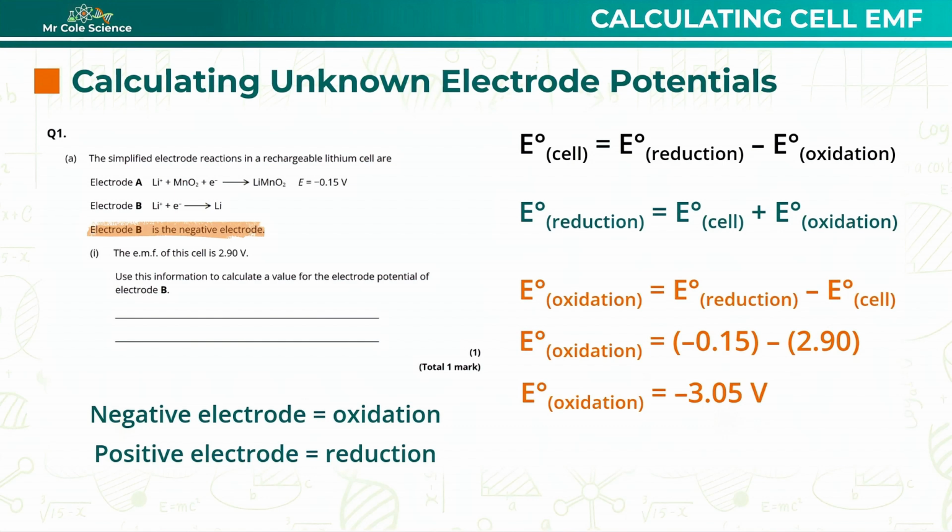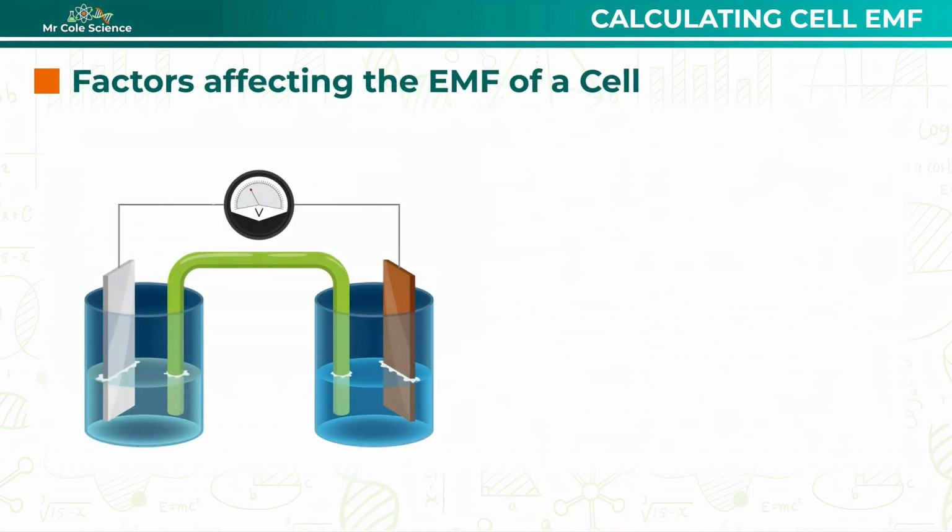So far, we've been working with standard electrode potentials, fixed values under standard conditions. But in real cells, those conditions can change, and when they do, the EMF can change as well. So the next question is, what actually affects the EMF of a cell?